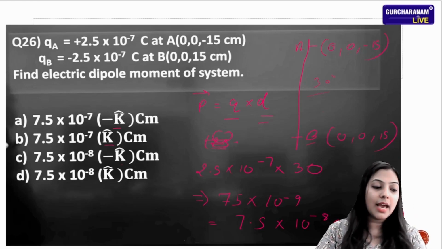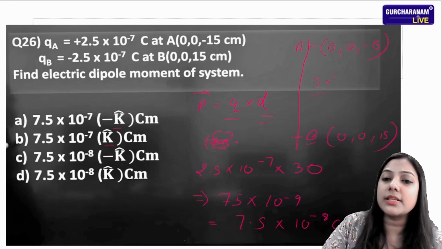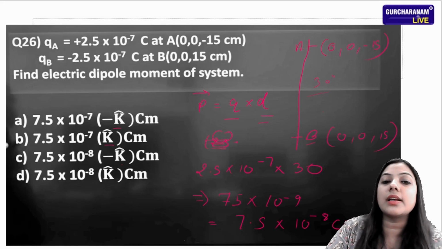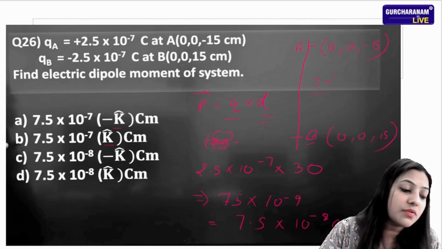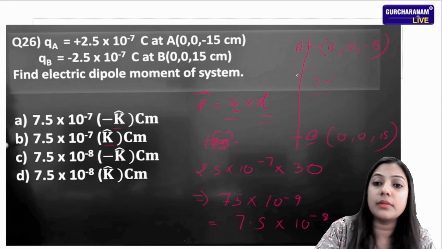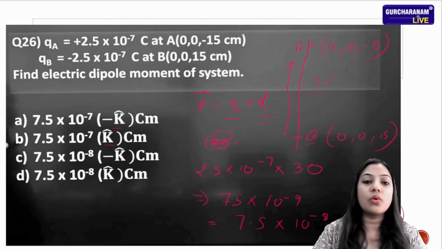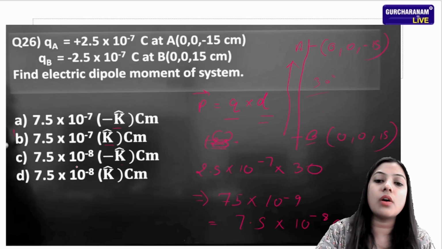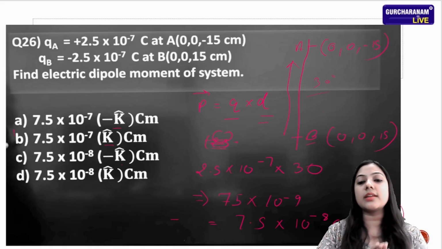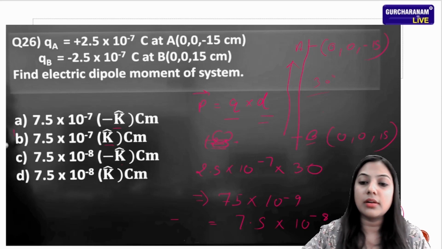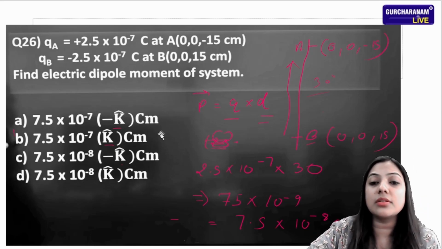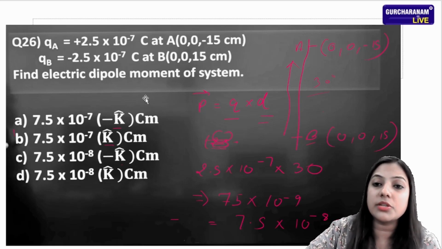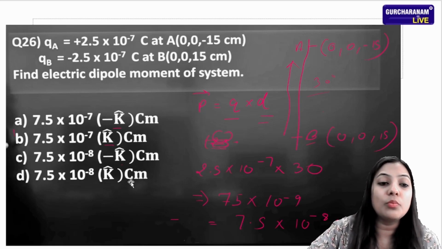Okay, in k cap. So I want to ask you, what is the direction of this electric dipole moment? It is always from negative to positive. So our answer is 7.5 into 10 raised to the power minus 8 centimeter. Okay, so I hope students, you understand this question. This is a very interesting question on the electric dipole moment.